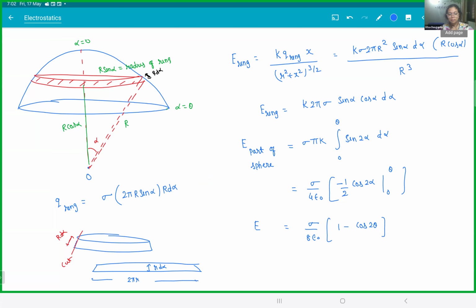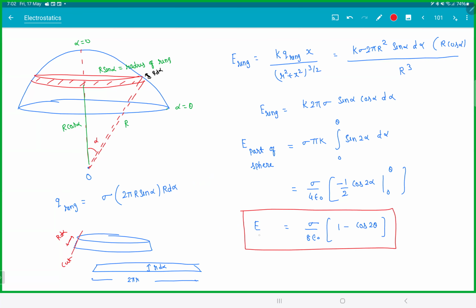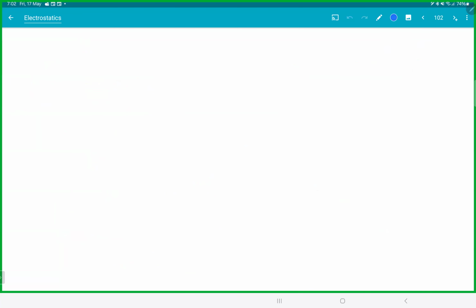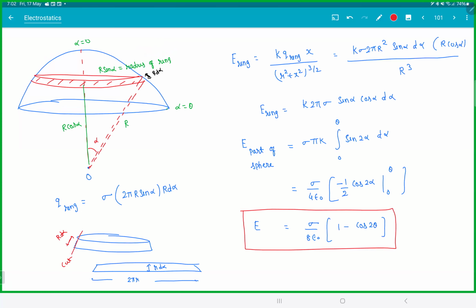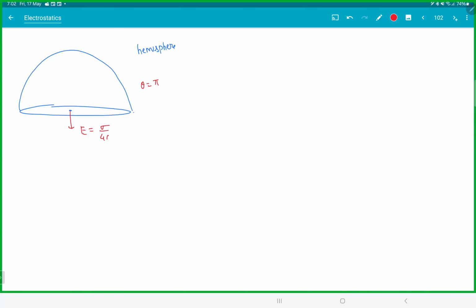It's a decent result. So if you put theta equal to pi, what do you get? That would be a decent question, right? If you take a hemisphere, the field here, theta would be pi. That would be 1 minus, or minus, 2. Sigma by 4 epsilon. Decent answer. And if you put theta equal to 2 pi, we get a full sphere. That's right, sphere.